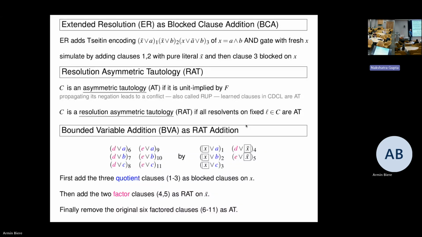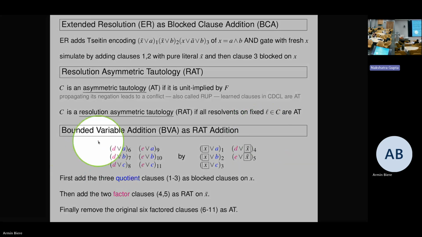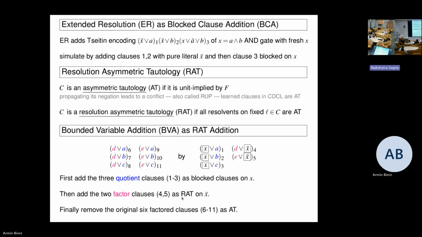And so how does it work? Well, all right. So I have here the numbers, right? The clauses on the left are original clauses in the formula. Okay, then I'm adding here these positive ones, these are my quotient clauses, right? Why? Because they're pure literals, right? I can just add them. Just pure literals. When I have a new variable, I can just add clauses with this new variable. And of course, they are also blocked.